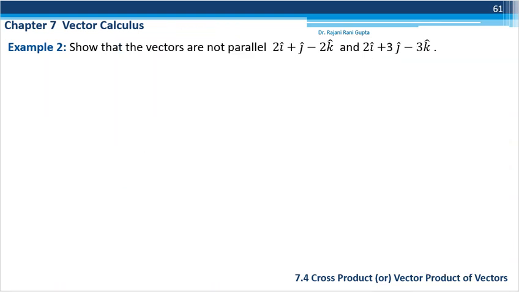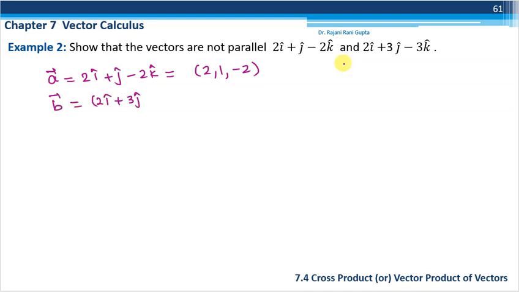Okay. Now, the next kind of question that they can ask you here is show that the vectors are parallel or show that the vectors are not parallel. So again, in this case, what you have to do is check their cross product. So if A is 2i plus j minus 2k, in component form 2, 1, minus 2. Vector B, 2i plus 3j minus 3k. Okay, so in component form, this is 2, 3, minus 3. Find the cross product, A cross B.